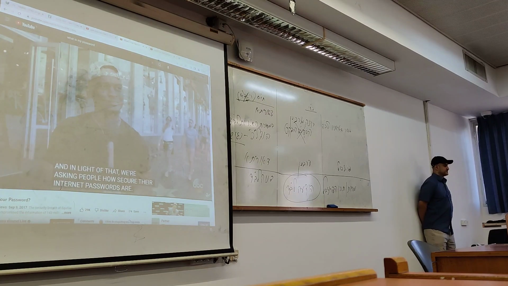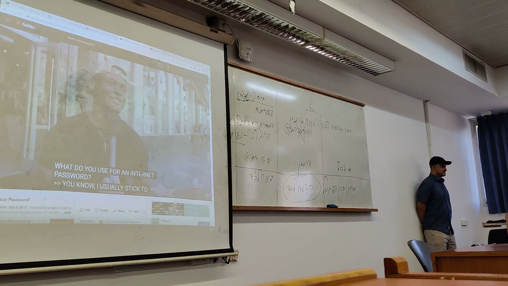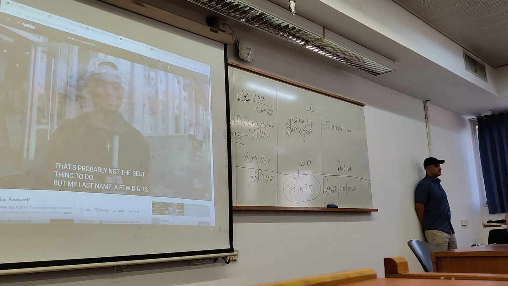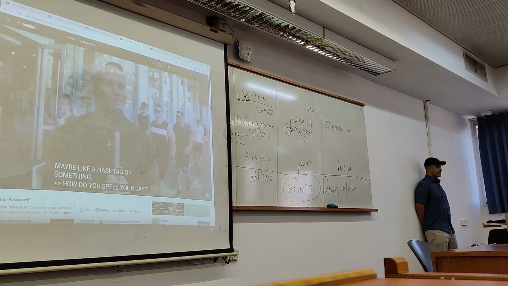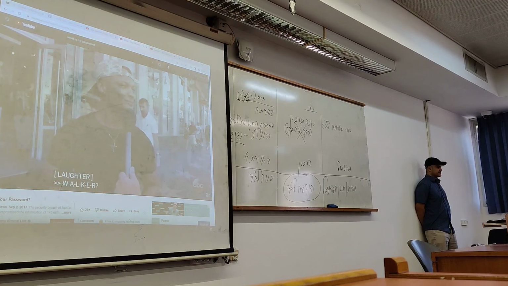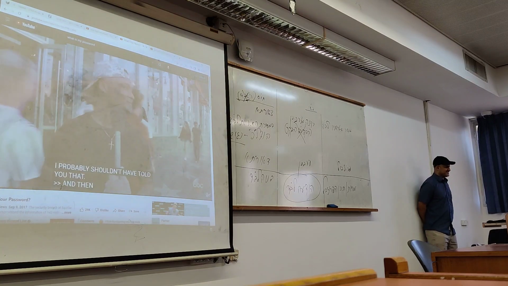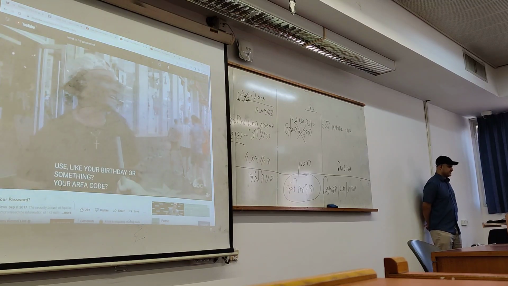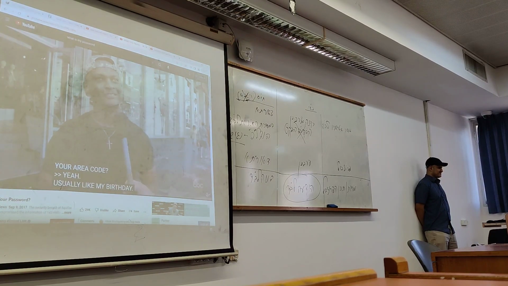What do you use for an internet password? I usually stick to my last name. That's probably not the best thing to do, but I usually stick to my last name, a few digits, maybe like a hashtag or something. How do you spell your last name? Walker. W-A-L-K-E-R? Yeah. And then just a few numbers? Yeah, I probably should still do that. And a hashtag? Yeah. The numbers, like, what do you use, like your birthday or something, your area code? Yeah. Like my birthday. How old are you? 21.